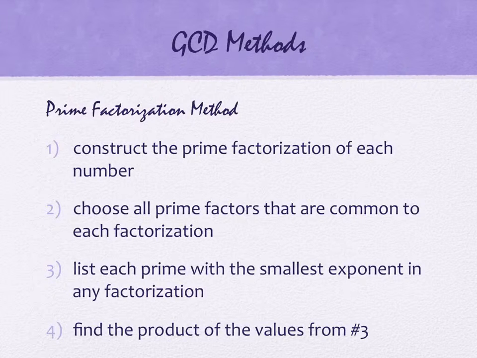Okay? And then we list each prime that is common to both or all values with the smallest exponent in any of the factorizations. And I'll explain that in a minute. And then on number 4, we actually find the product. That is, we multiply the value back out.